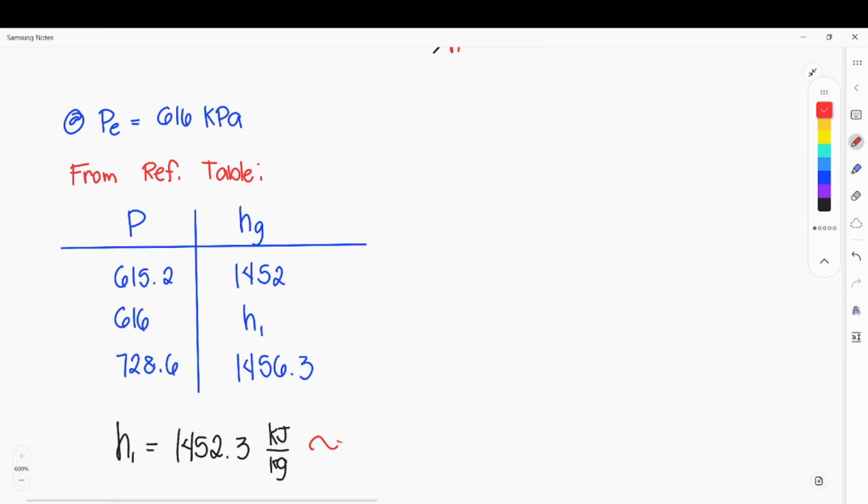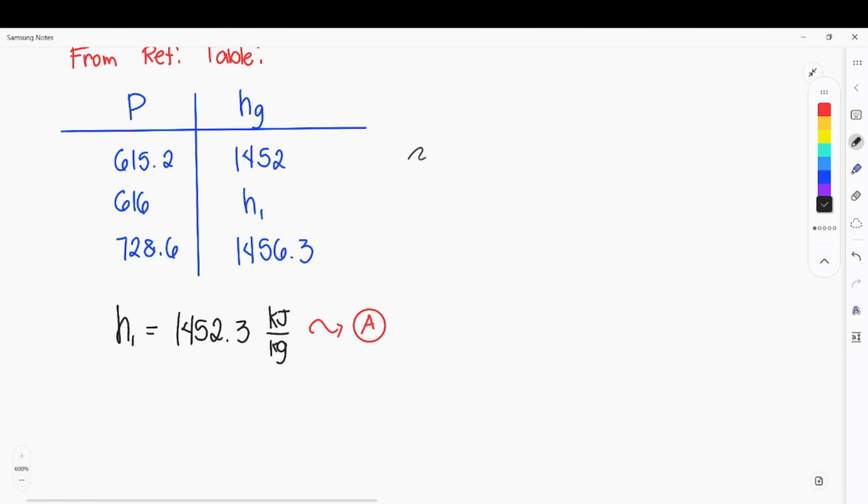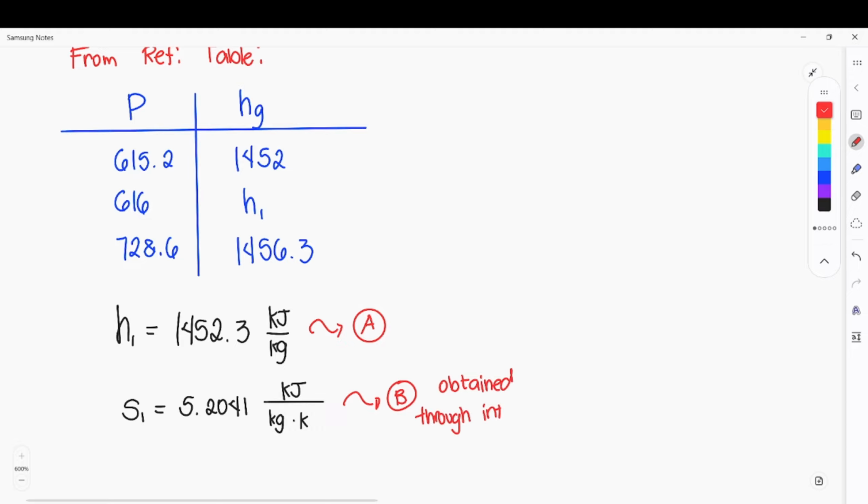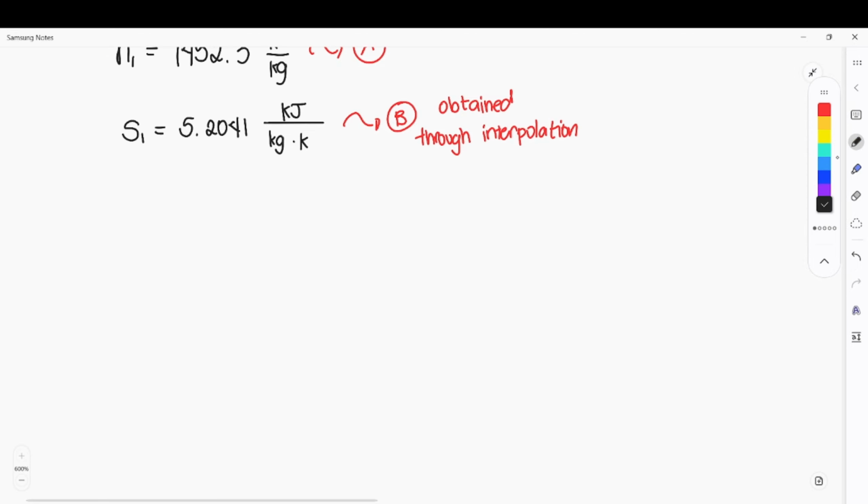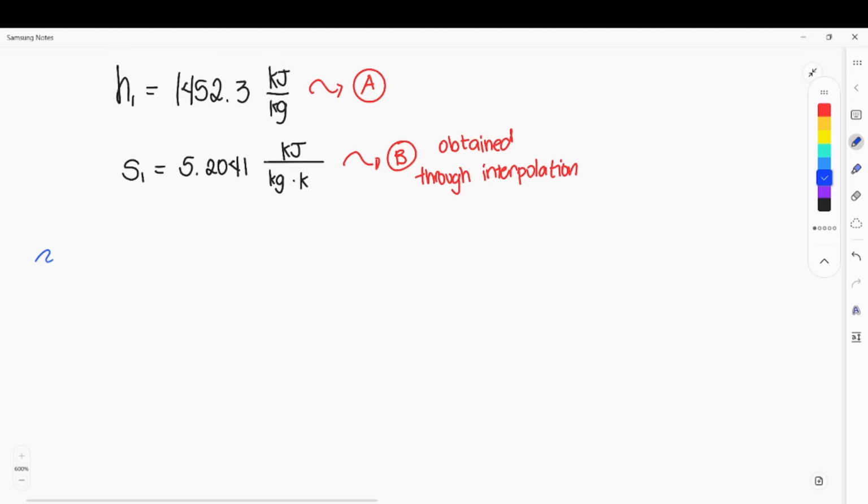I-store mo na agad yan sa A or sa kahit anong variable na gusto mo. Again, ginamit lang natin yung calculator natin dyan. Okay, mode 3 to yon. At kailangan din natin to find the entropy to find H2 later on. Okay, so using your calculator again, mode 3 to. Nag-interpolate lang tayo. Hindi ko na nasulat dito but you can just base every value sa ref table. So this is obtained through interpolation.